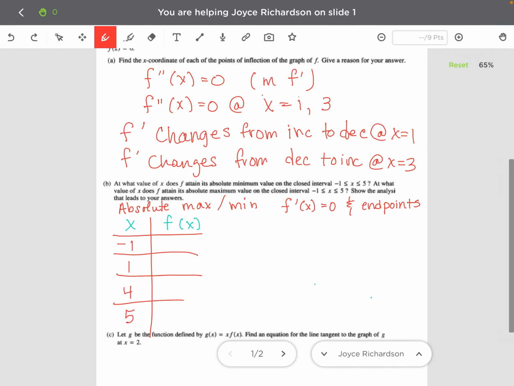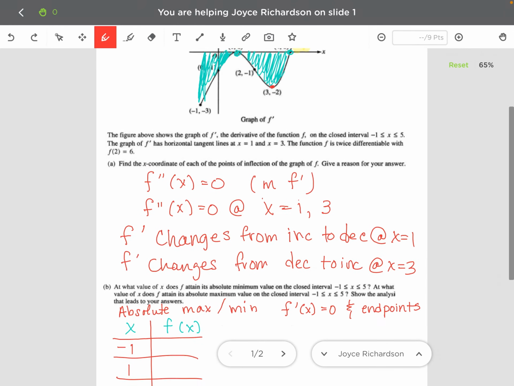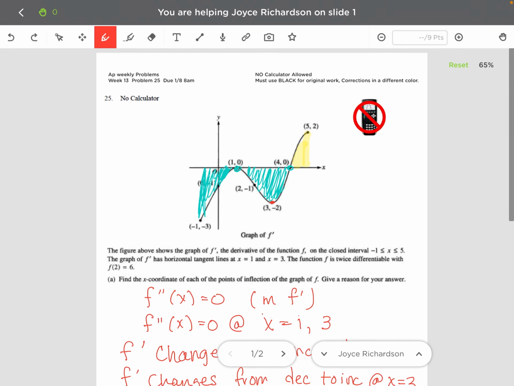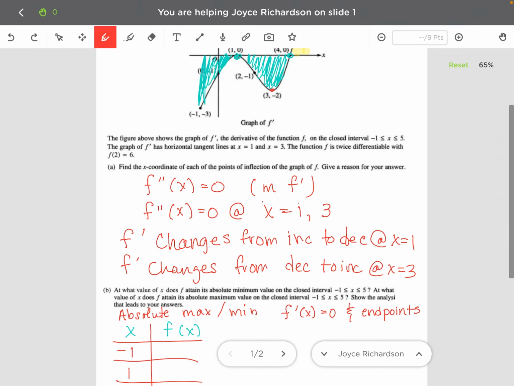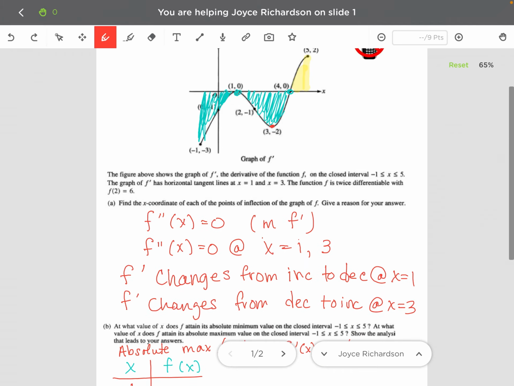Hi, AP Calc. We're talking about week 13, problem number 25. If you take a look, we're looking at the first derivative. So looking at that first derivative to find points of inflection, we have to look at the second derivative, which is the slope of f prime of x. So I have points of inflection at 1 and 3 because I have that change in slope.